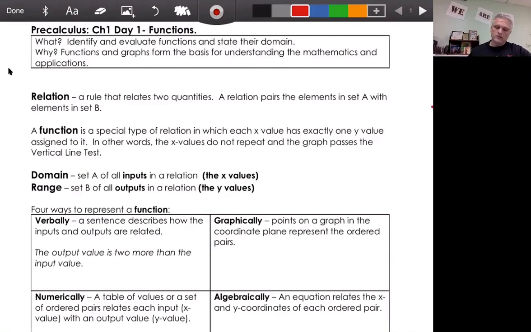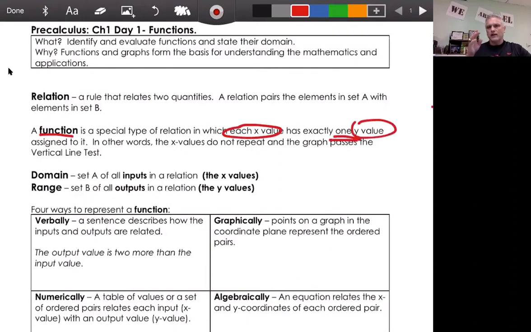Everything in the domain, or set A, has a corresponding element in the range, or set B. Your x coordinates are going to be your domain, and your y coordinates are going to be your range. Domain x, range y. Now a function is a special type of relation where each x has only one y value.